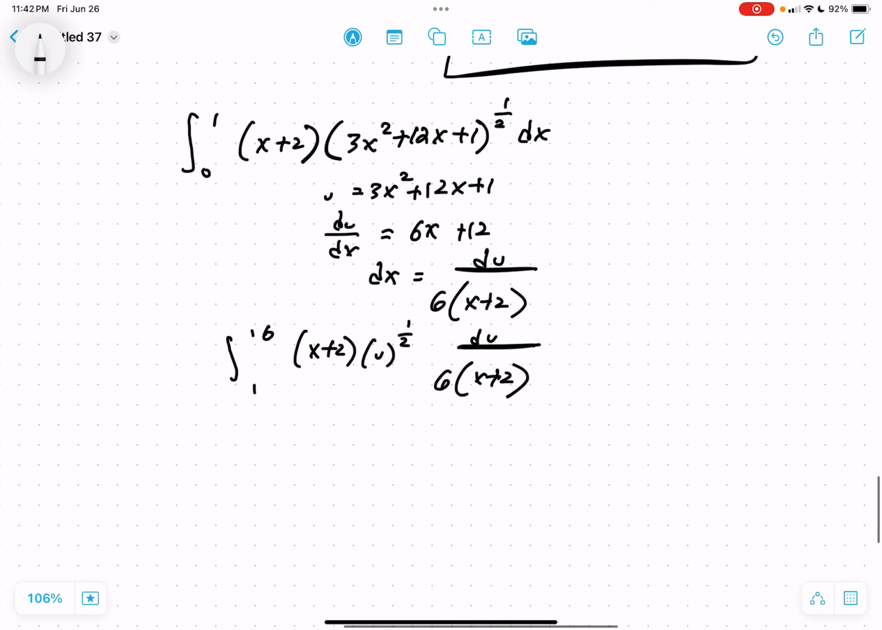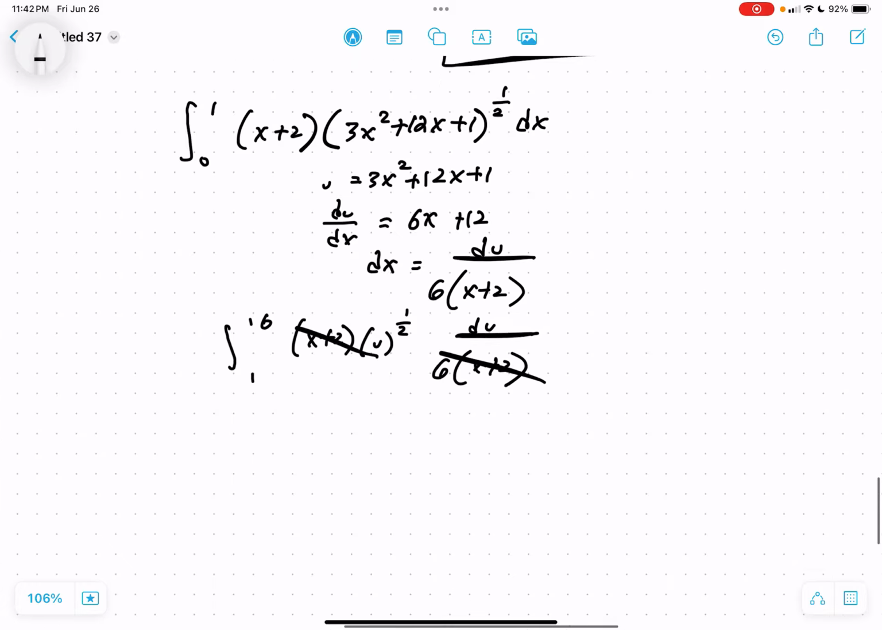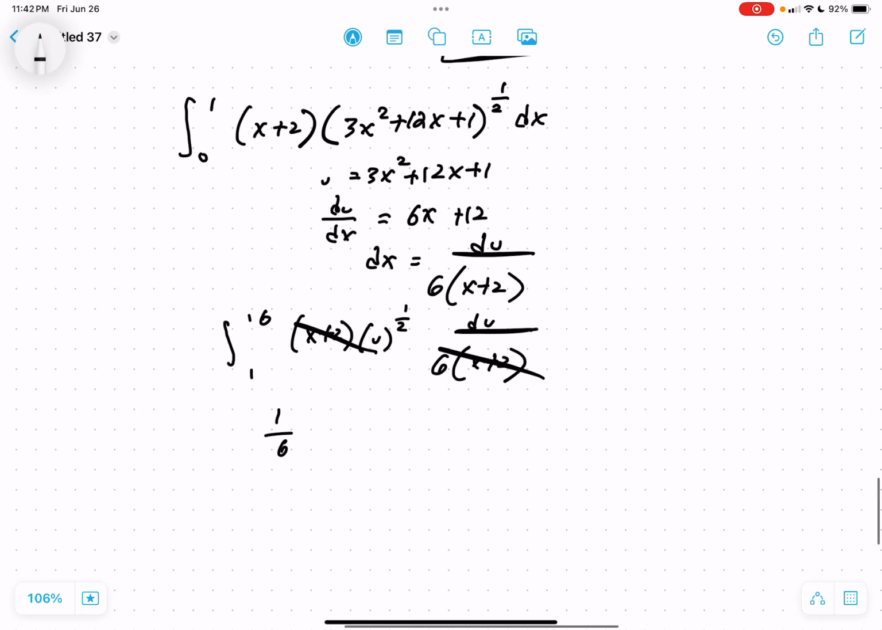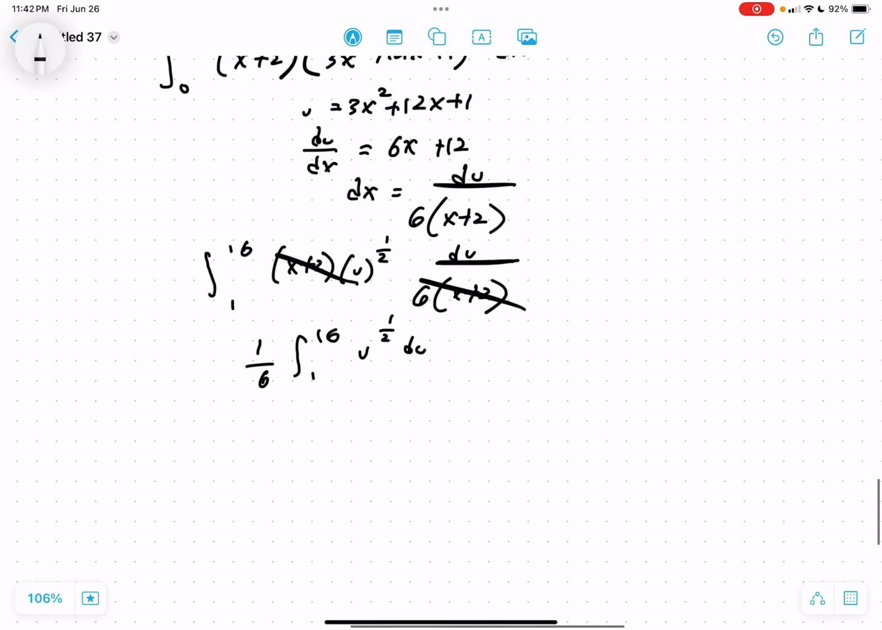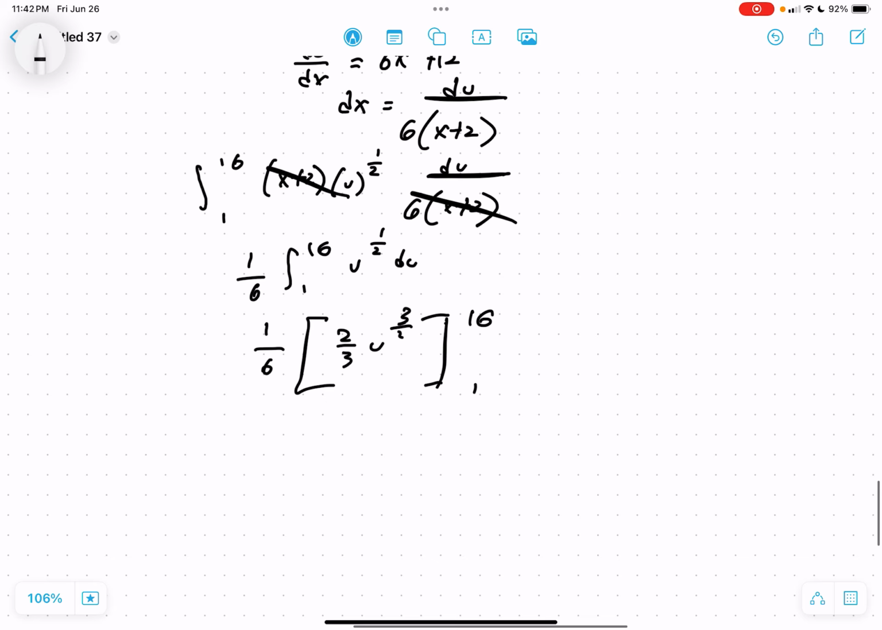Well, look at how nice this is. My 6 times (x plus 2) cancels, and I get 1/6 times the integral from 1 to 16 of u to the 1/2 du. Now all I have to use is the power rule, and I get 1/6 times 2/3 u to the 3/2 from 1 to 16.